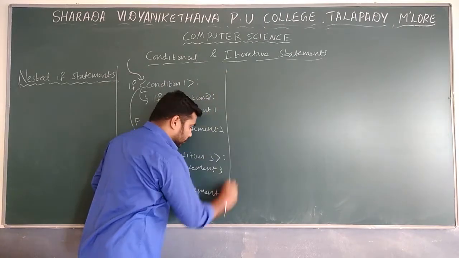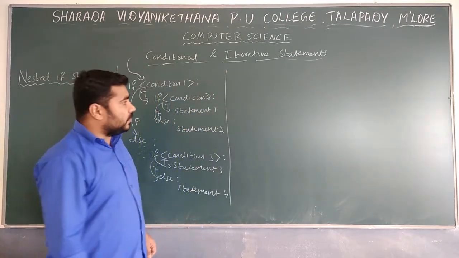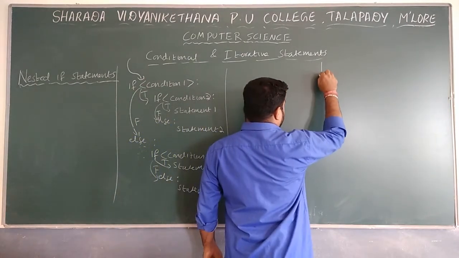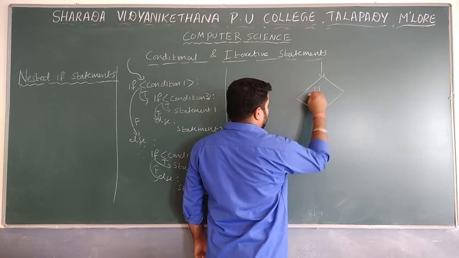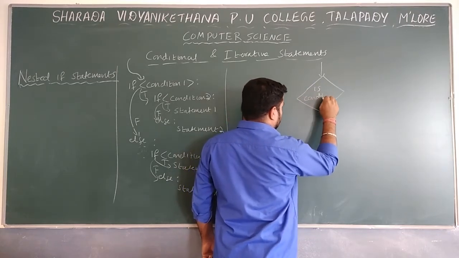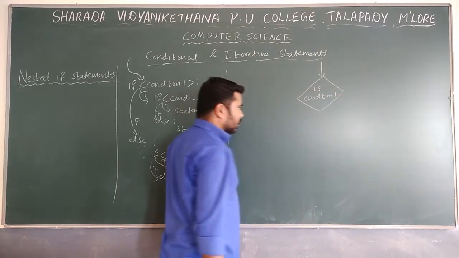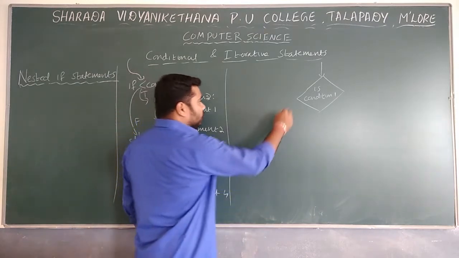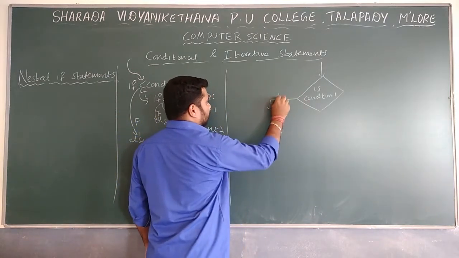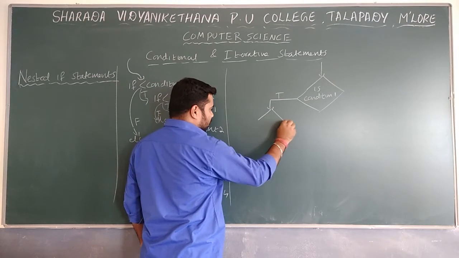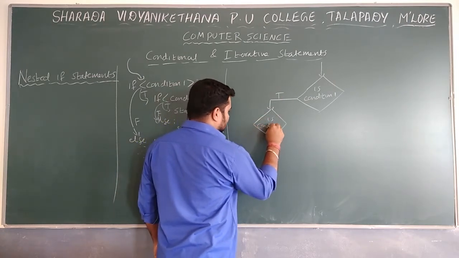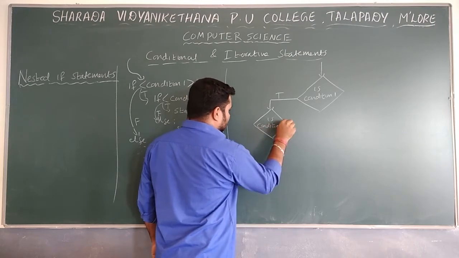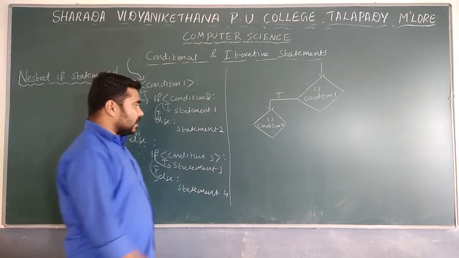It is not going to execute all the statements, but only one statement at a time. So next we will see the flow chart. When we write the flow chart, we start from here. First we check condition 1, whether condition 1 is true or false. Whenever condition 1 is true, then we check one more condition, condition 2.